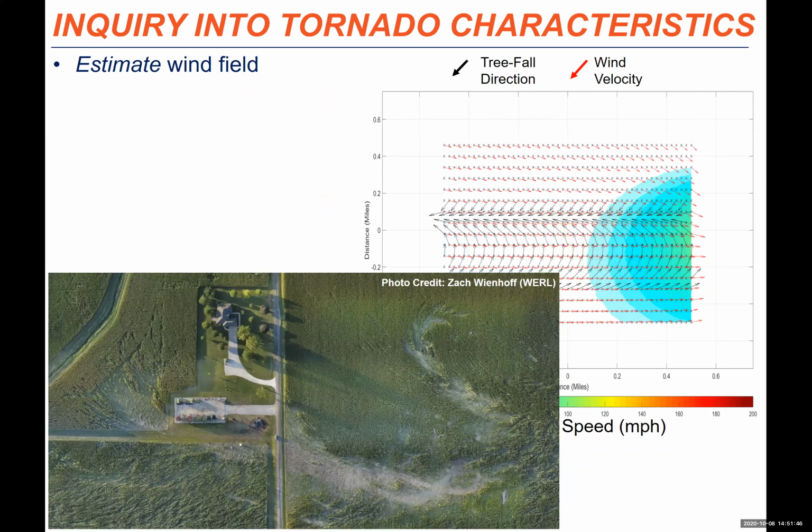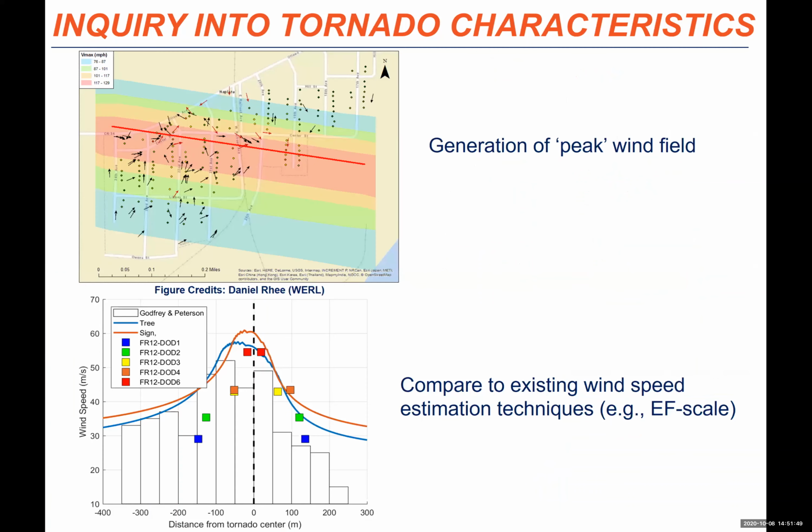And so we can do a lot with these wind speed estimates. One is just to generate a wind field or a peak wind field. And once we do that, we can then compare to existing wind speed estimation techniques. So the figure in the bottom left, for example, is from a number of methods for a particular tornado in Illinois. The blue line is a horizontal slice of the wind field based on tree fall. And you can compare that, for example, to the colored squares, which would be wind speed estimates from the EF scale. So it can be a very valuable tool to estimate not only tornado intensity, but also tornado occurrence.